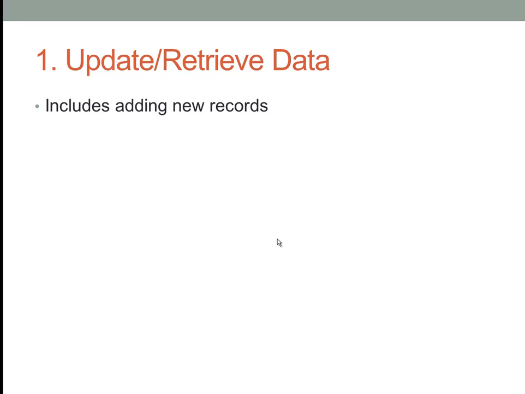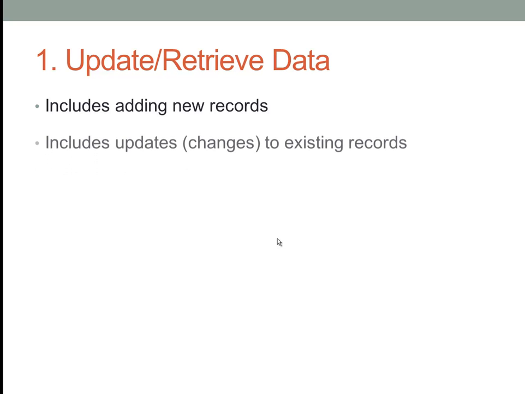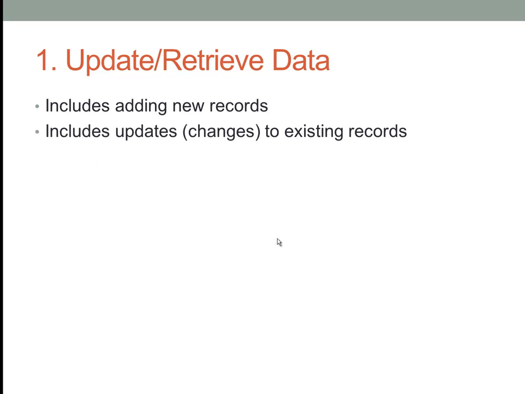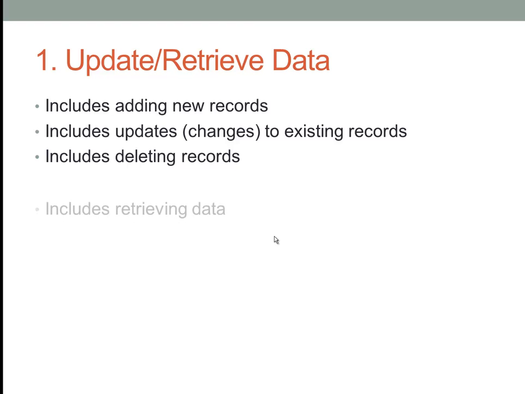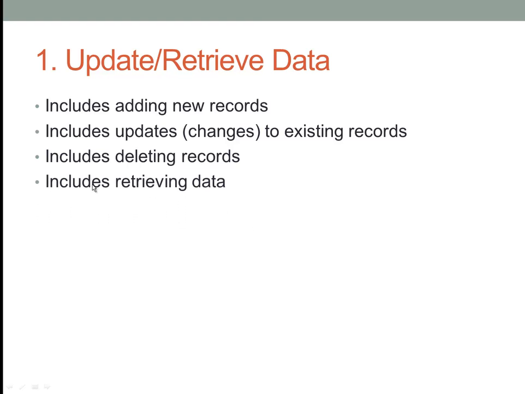The ability to update and retrieve data means that in a DBMS program, you have to be able to add records. You need to be able to update records, or in other words, make changes or edits to the existing records. You need to be able to delete records, and you need to be able to retrieve the data that has been stored in the tables.